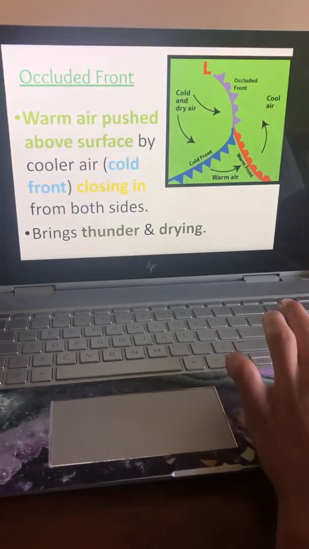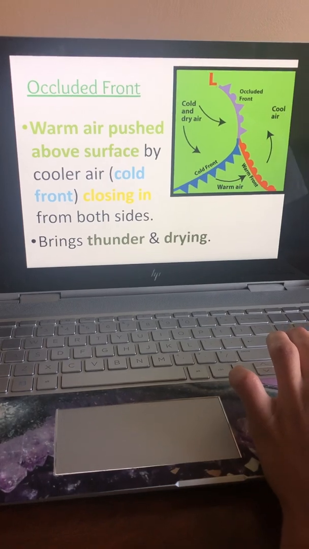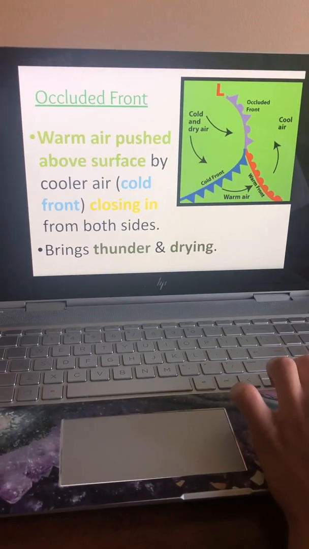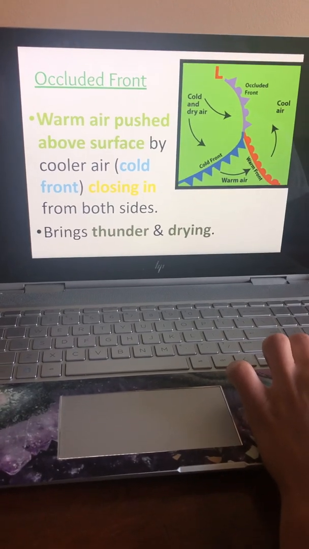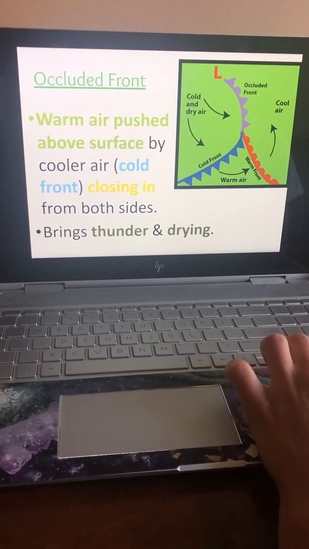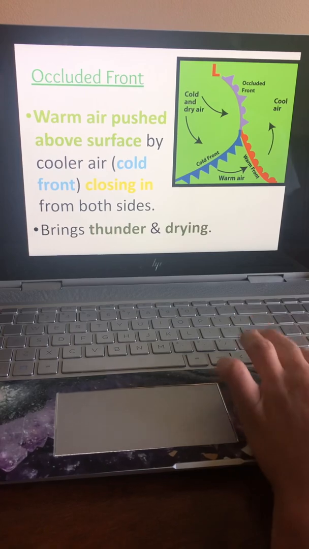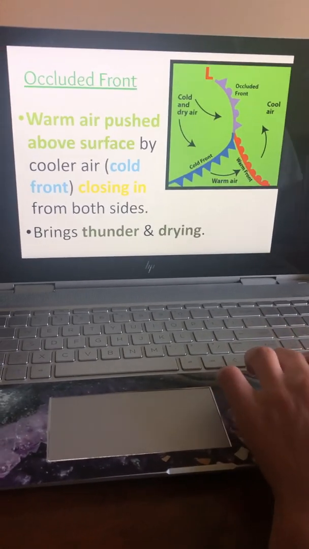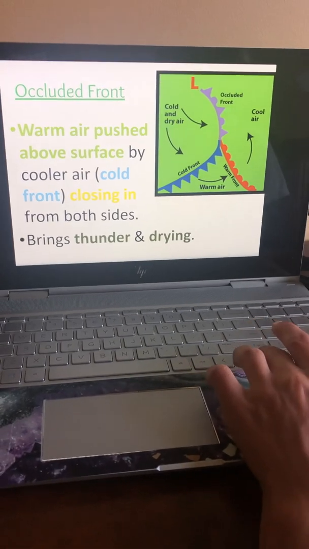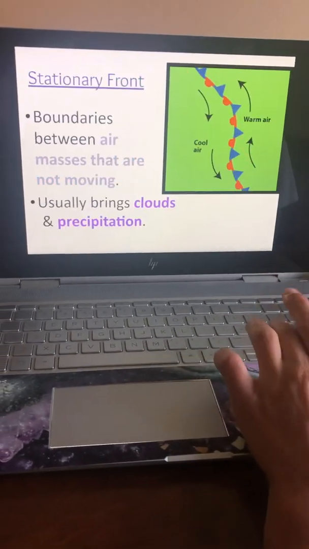Occluded fronts are when a cold front catches up to a warm front, but there are too many theories out there thinking that that's wrong now and stuff like that. So we're not going to get into it. That's too far above our level, and unimportant for this level.